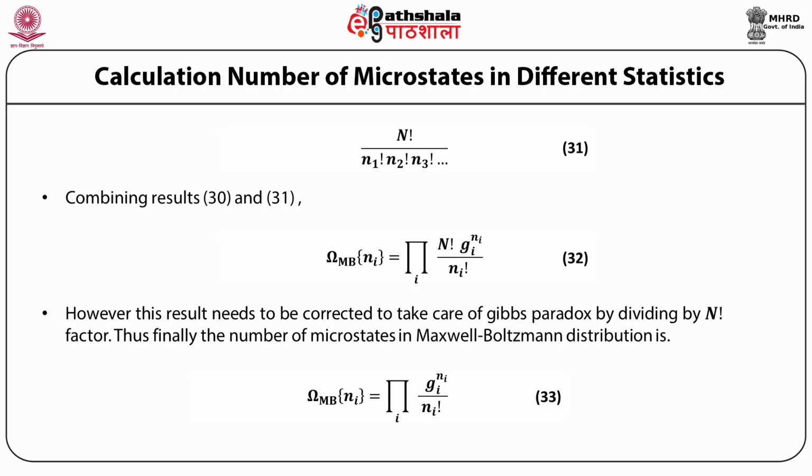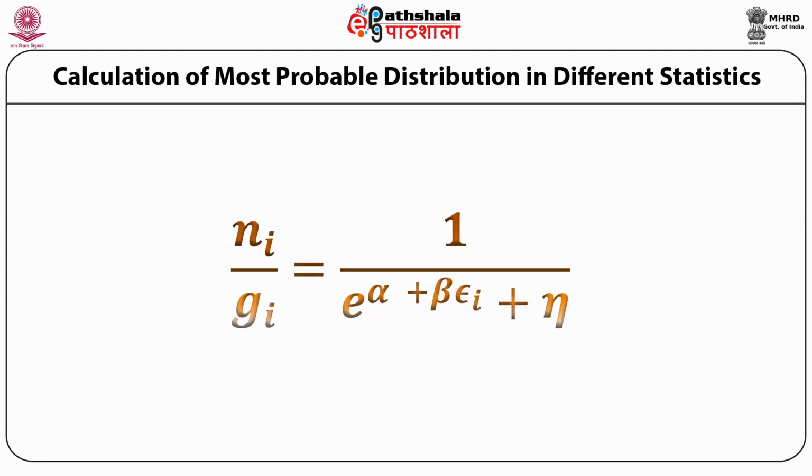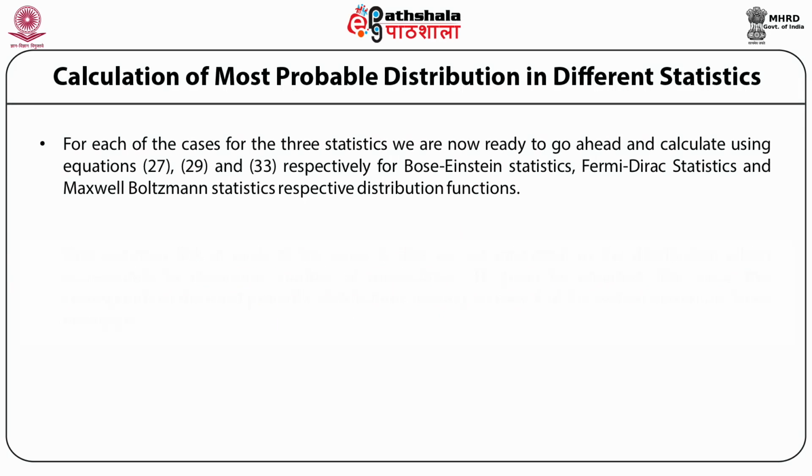Calculation of most probable distribution in different statistics. For each of the cases for the three statistics, we are now ready to go ahead and calculate, using equations 27, 29 and 33 respectively, the distribution functions for Bose-Einstein statistics, Fermi-Dirac statistics and Maxwell-Boltzmann statistics.